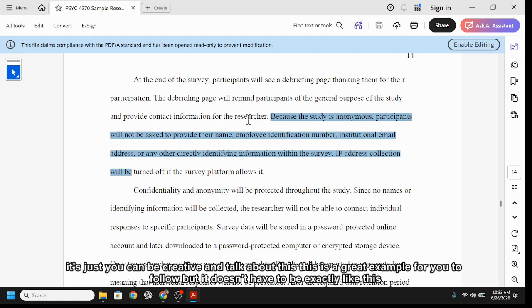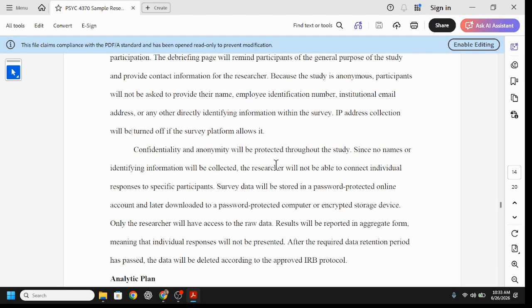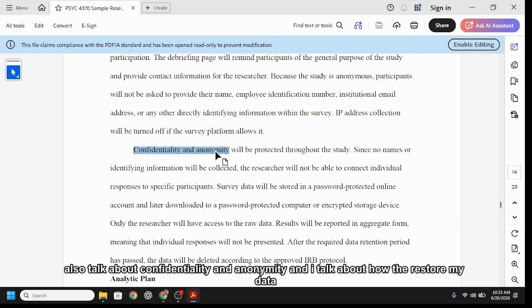You can be creative and talk about this. This is a great example for you to follow, but it doesn't have to be exactly like this. I also talk about confidentiality and anonymity, and I talk about how I'm going to store my data.